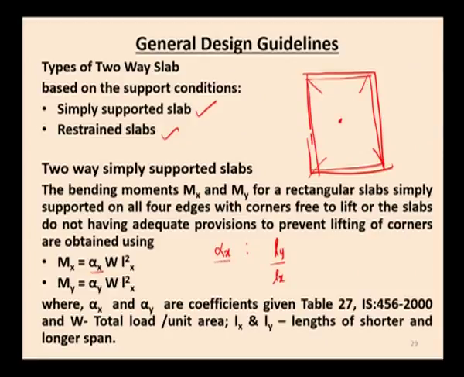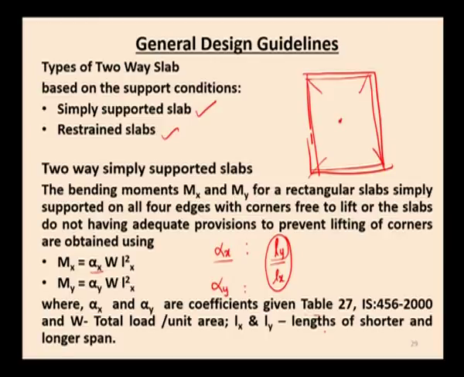Alpha x is the moment coefficient in the x direction and alpha y is the moment coefficient in the y direction. Here Ly by Lx is the ratio used to divide the slab into a one way or two way slab, or into a simply supported slab or a restrained slab. Alpha x and alpha y are the moment coefficients given in Table 27 of IS 456 2000, W is the total load per unit area, and Lx and Ly are the lengths in the shorter and longer direction. This is in the case of simply supported slabs.